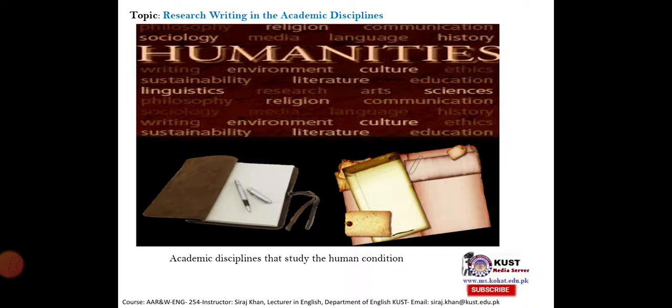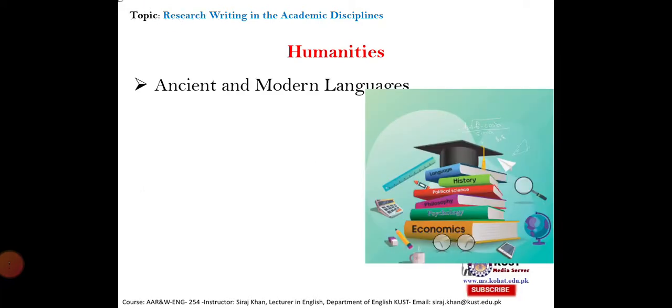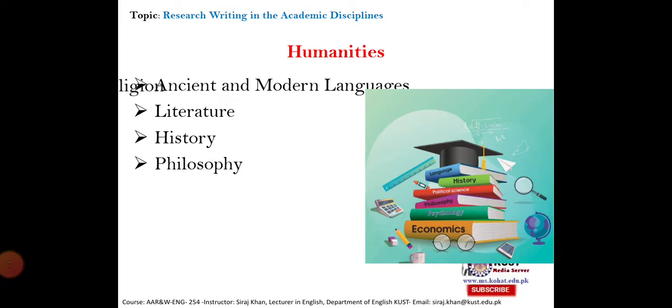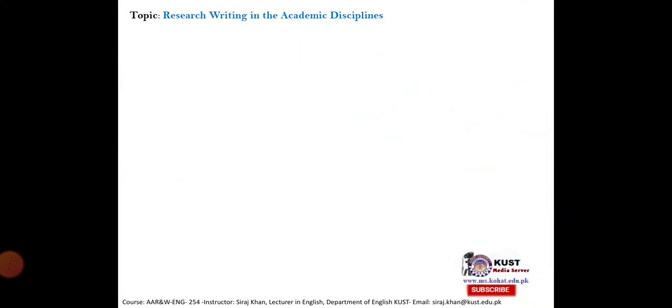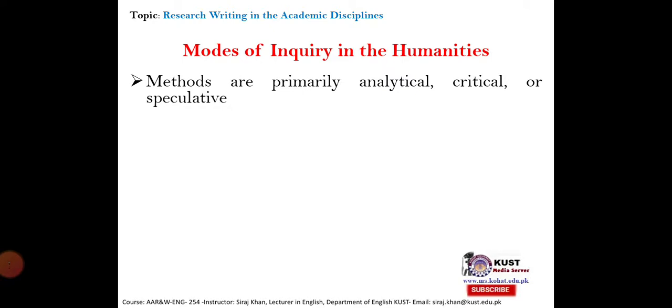Expository writing is a type of writing that explains, informs, or describes a process or concept. In the humanities, we deal with ancient and modern languages, literature, history, philosophy, religion, and visual and performing arts. Modes of inquiry in conducting research in the humanities: methods are primarily analytical, critical, or speculative.